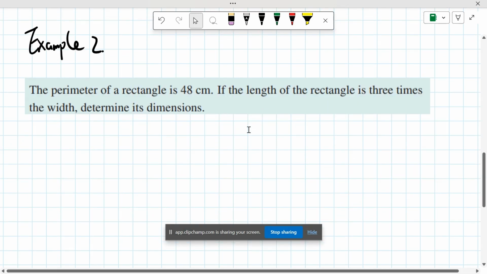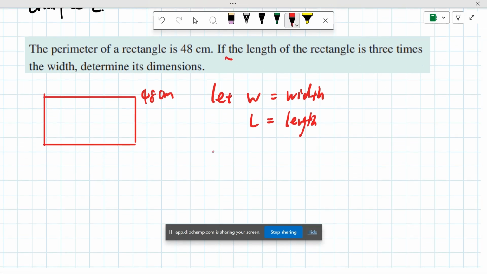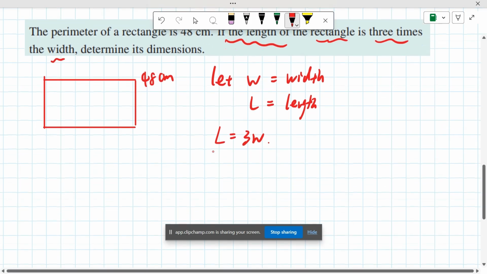And another example, which is using the perimeter of rectangles. So we can say a rectangle has a perimeter of 48 centimeters. Okay, let W equal width, L equal length. So we know the length of the rectangle is 3 times the width. Okay, so we can say length equals 3W. That makes sense. Good. And then determine the dimensions.